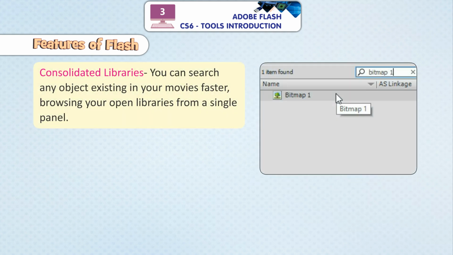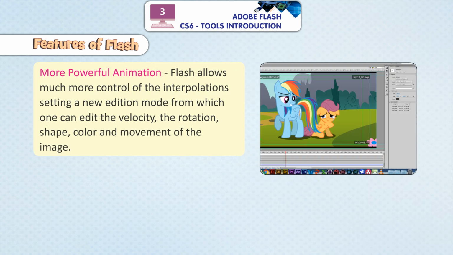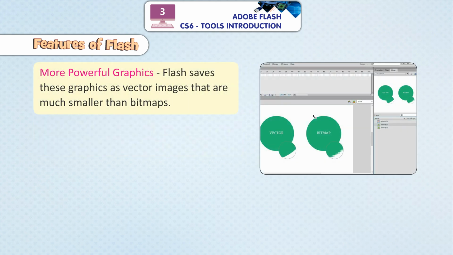Consolidated libraries. You can search any object existing in your movies faster by browsing your open libraries from a single panel. More powerful animation. Flash allows much more control of the interpolations, setting a new edition mode from which one can edit the velocity, the rotation, shape, color, and movement of the image. More powerful graphics. Flash saves these graphics as vector images that are much smaller than bitmaps.